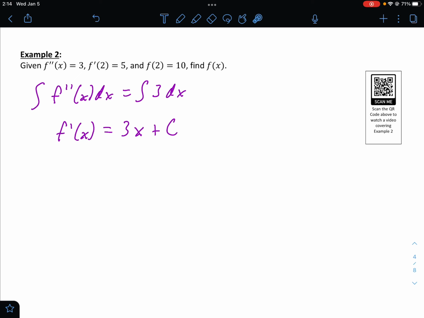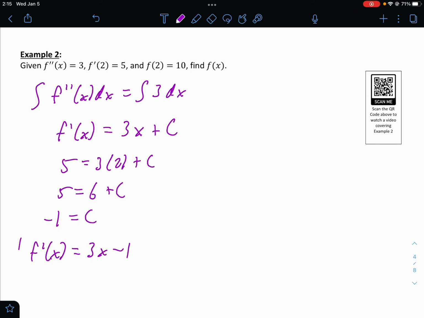And we know right here that f prime of 2 equals 5. So now we can put 2 comma 5 into that equation. So 5 equals 3 times 2 plus c. 5 equals 6 plus c. Negative 1 equals c. So now I could say that f prime of x equals 3x minus 1.